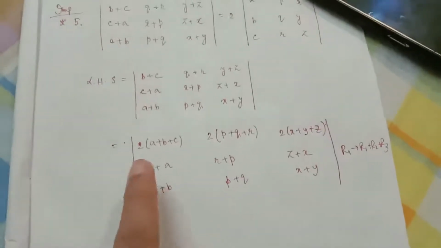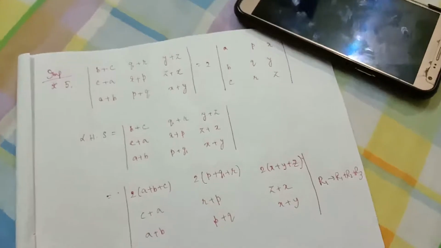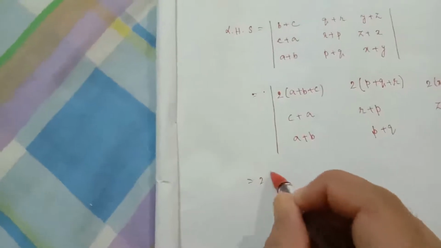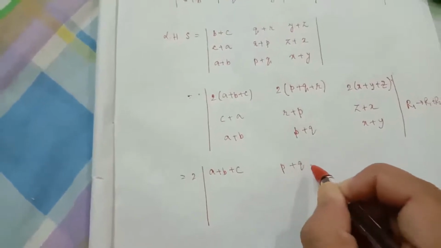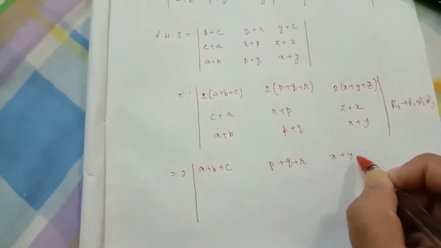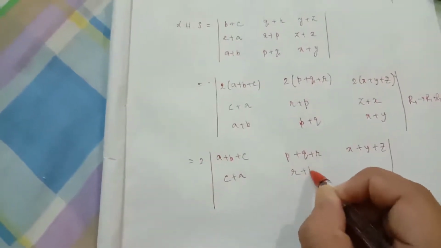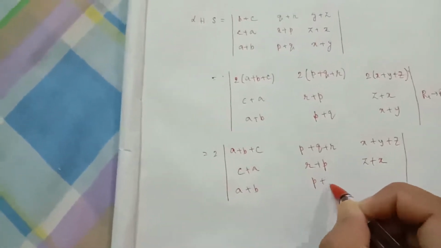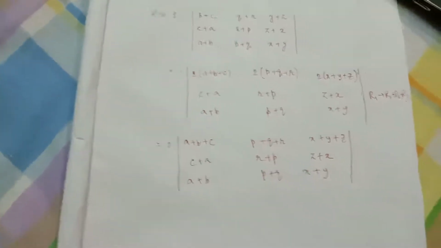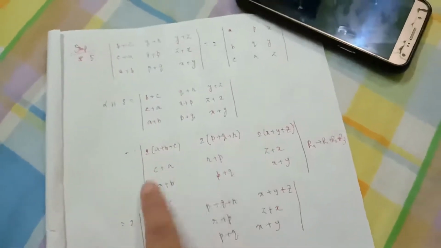Next, we can take 2 common. You can see each element of first row has 2 as common factor. So we can take 2 common. So this will be twice of A plus B plus C, P plus Q plus R, X plus Y plus Z, C plus A, R plus P, Z plus X, A plus B, P plus Q, X plus Y. So this is our first step. What we have done, R1 plus R2 plus R3, and then we have taken 2 common.